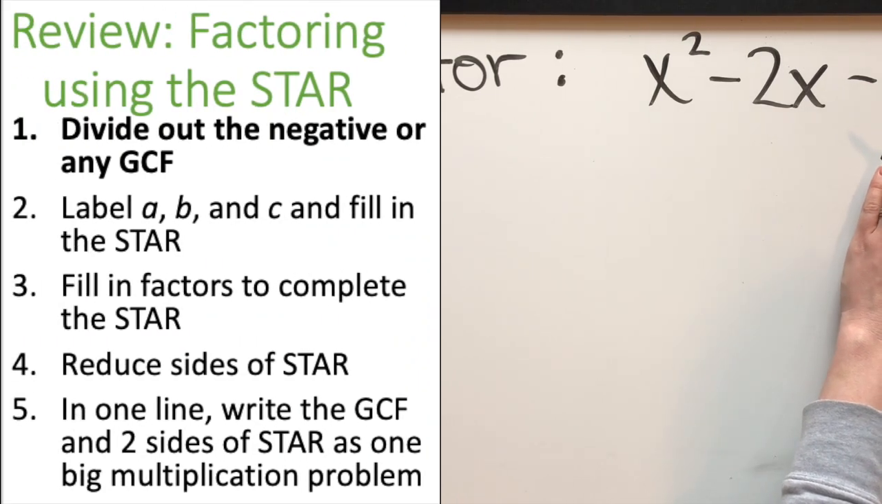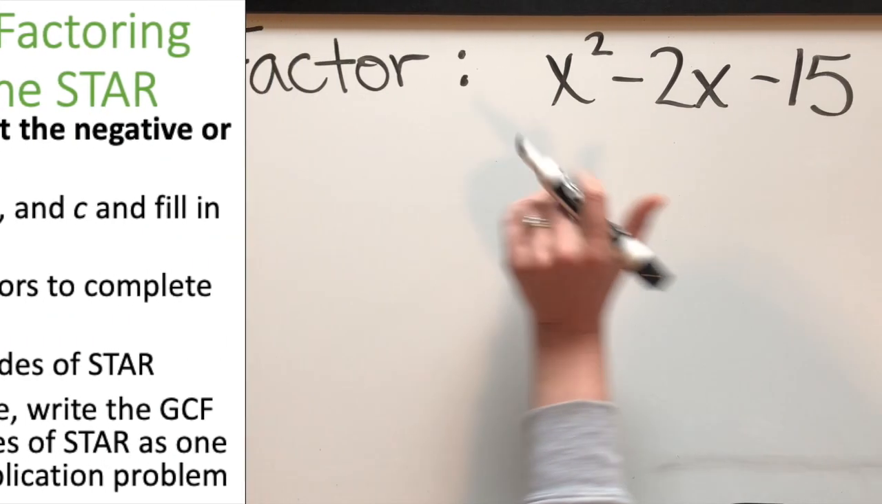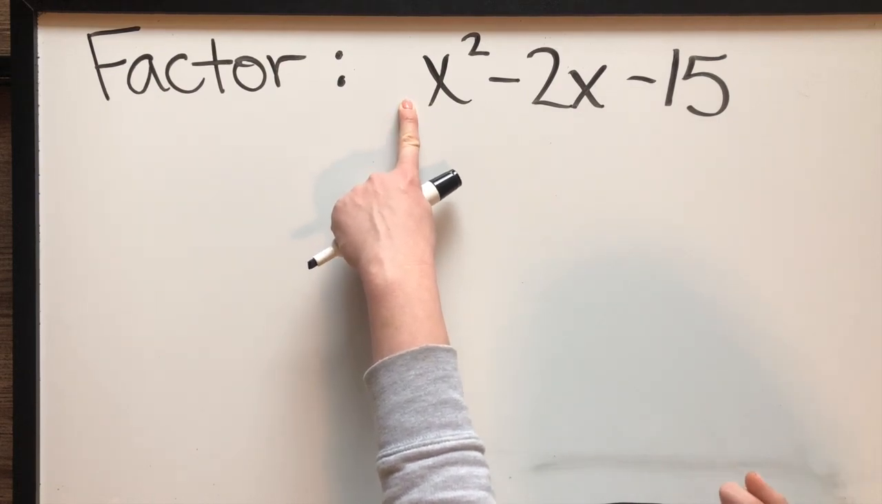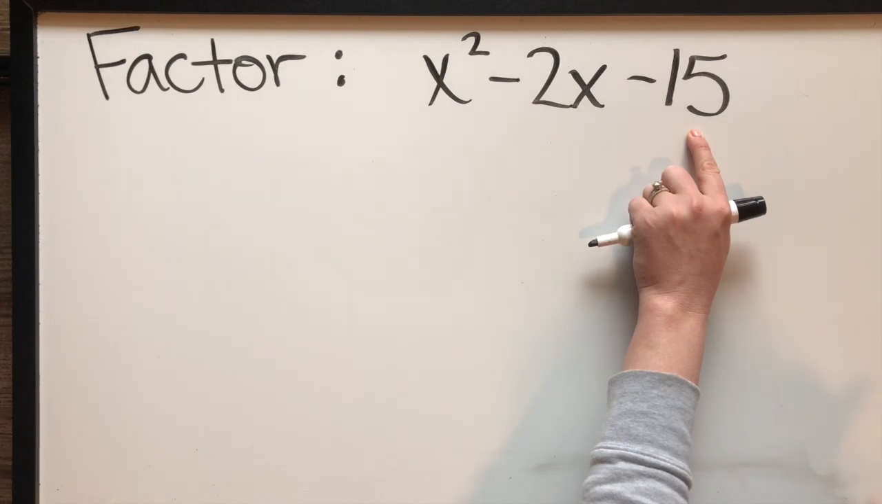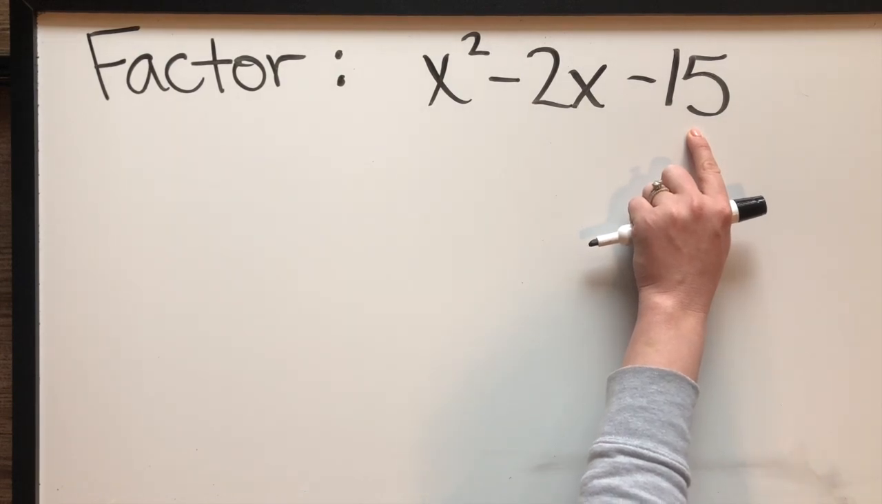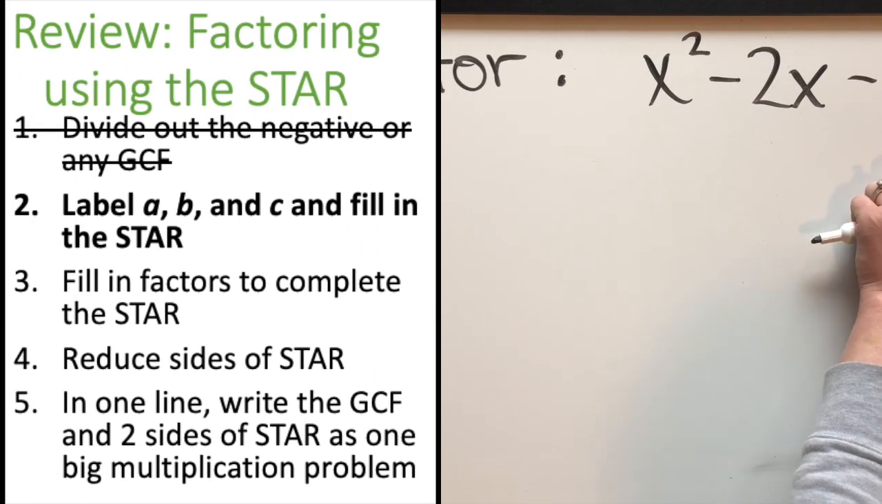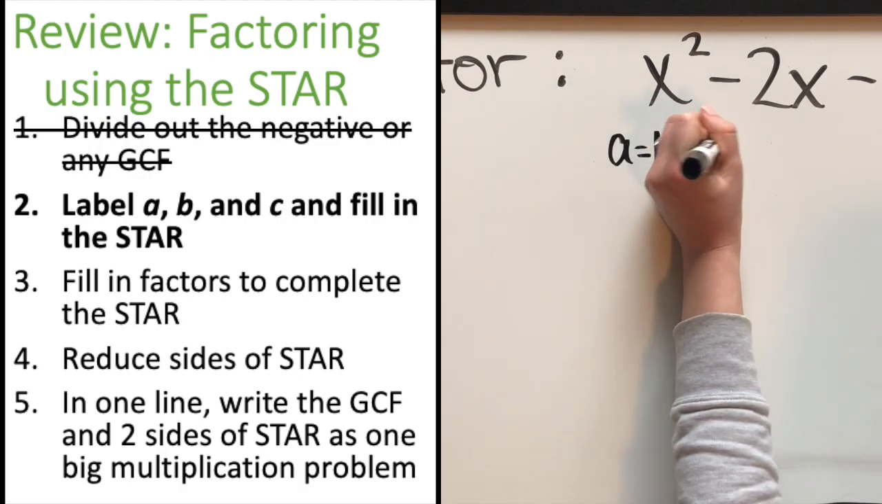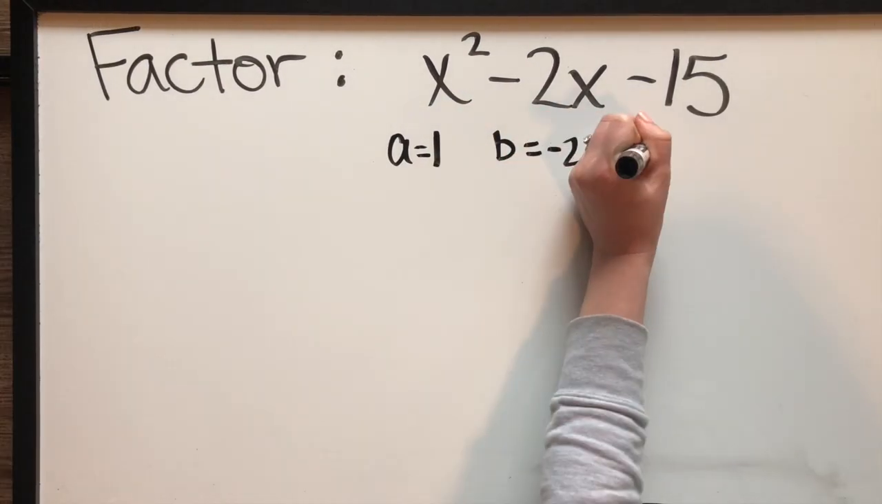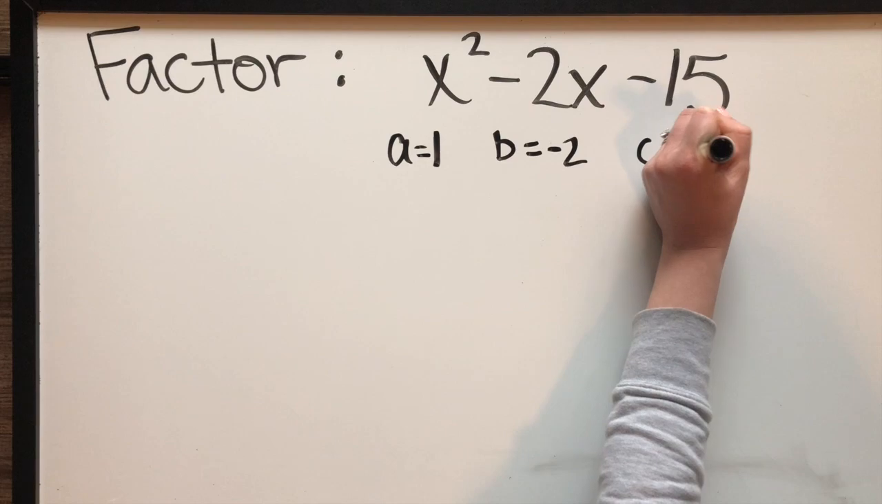So step 1 says to divide out the negative or any GCF. My A value is not negative and there's no GCFs here. That's going to be tomorrow's lesson. So step 2 is going to be label A, B, and C and fill in the star. So I know that A is 1, B is -2, and C is -15.